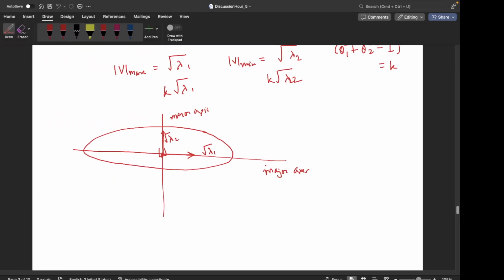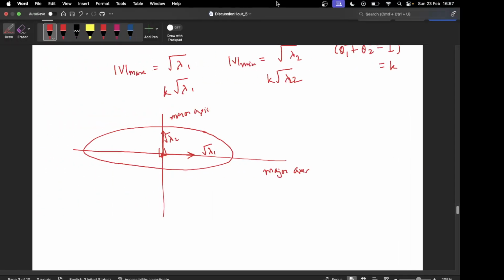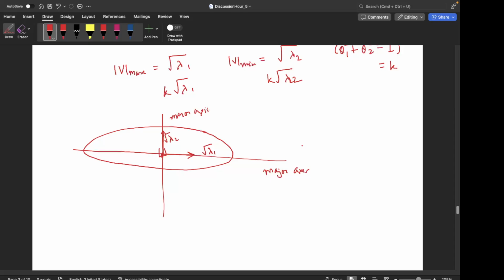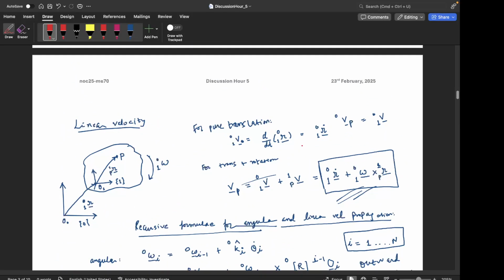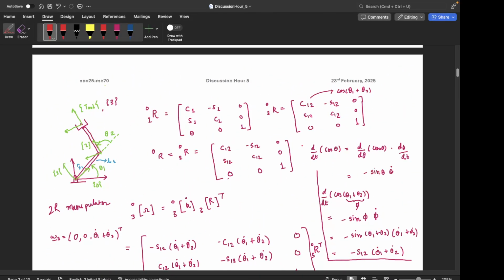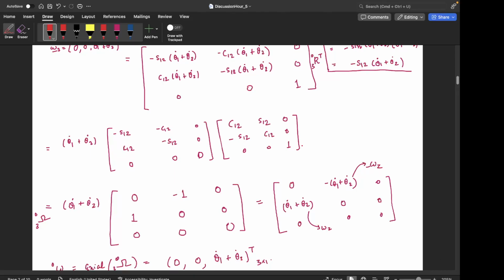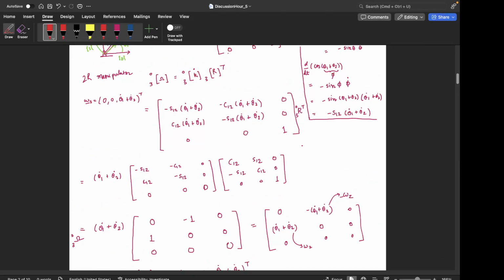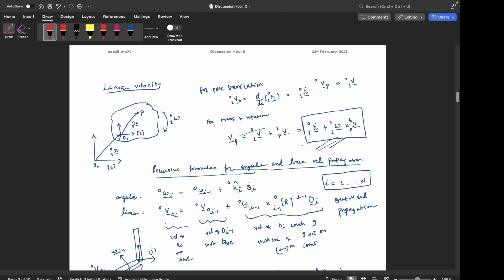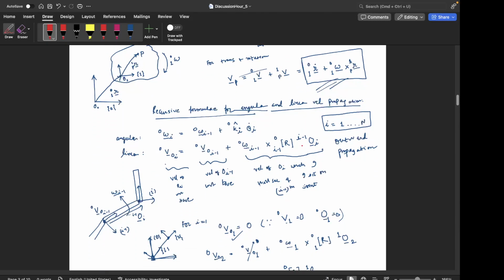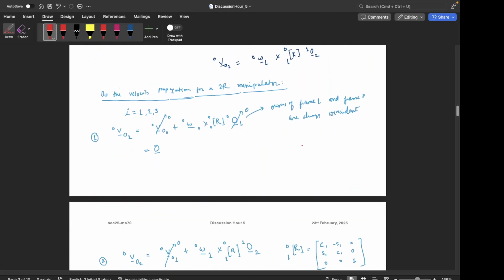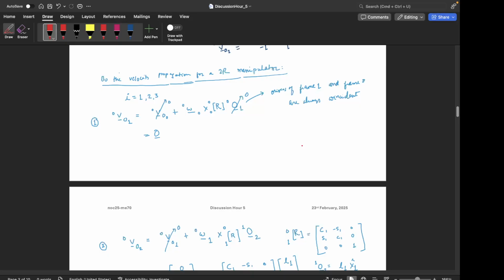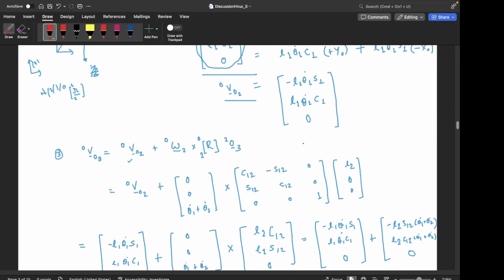So this is where I will wrap up for this discussion hour. Just to summarize, what we have seen today is how to write the angular velocity first in terms of the orientation of the frames expressed in terms of rotation matrices. Then we described how to write the linear velocity, and we wrote the recursive formula for angular velocity and linear velocity propagation. Then we did the process of velocity propagation for a 2R manipulator, right?